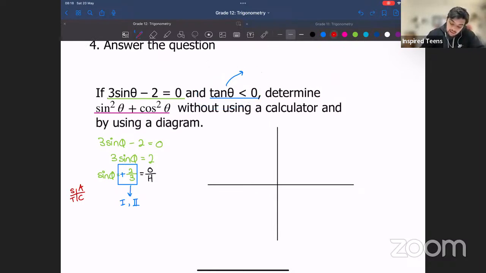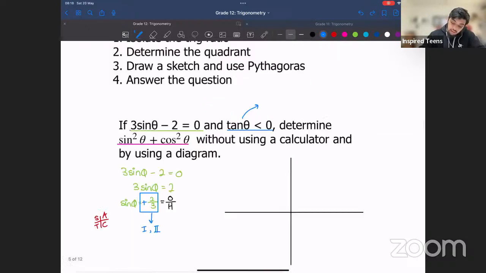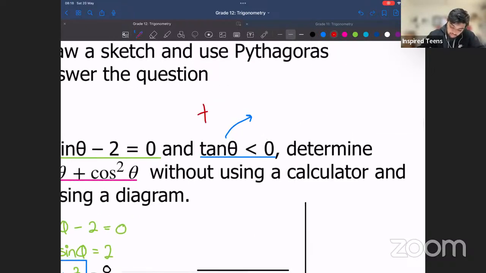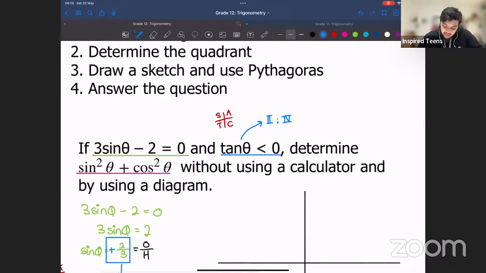This one says tangent needs to be negative. Now, if you look at your quadrants, where is tan positive? Tan is positive there and there, so therefore it's negative here and here. So tan is negative in the second quadrant and in the fourth quadrant.